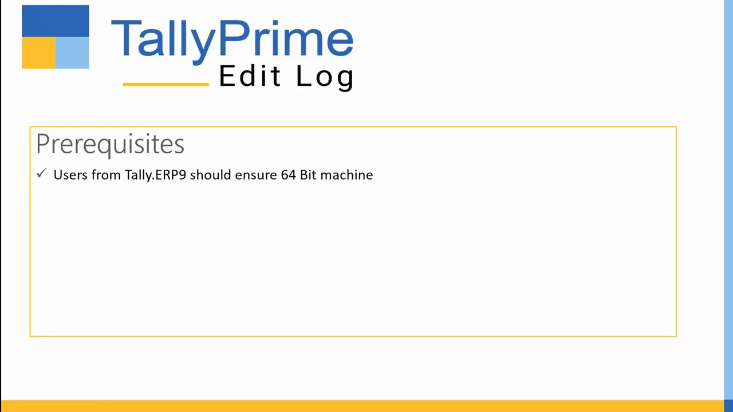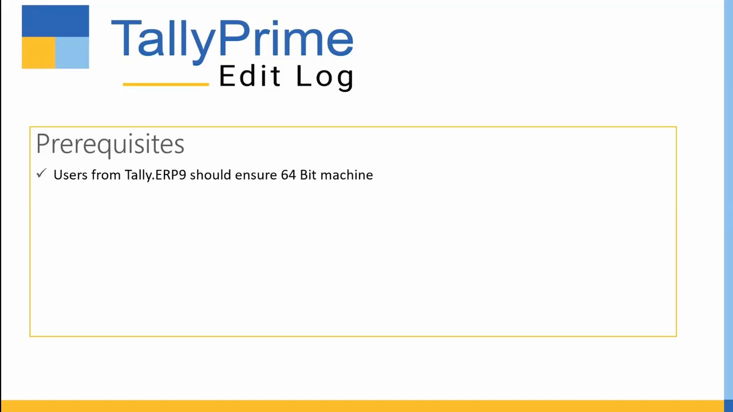Users have identified that they were using Tally ERP9. Those users, when they are coming to TallyPrime, have to ensure that their machine is 64-bit. Earlier the machine used to be 32-bit also. First and foremost, because without that, the TallyPrime software itself would not work, forget about the edit log. That is the first prerequisite that users must note when they are coming to the TallyPrime edit log.